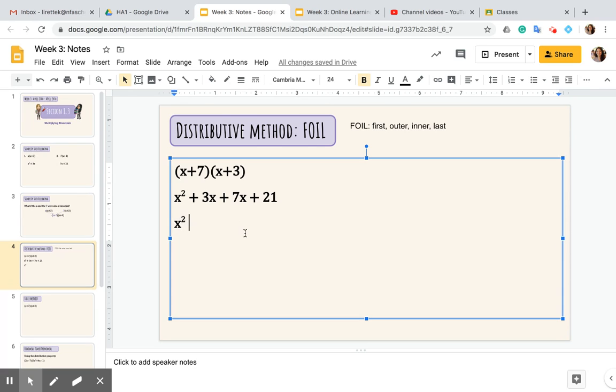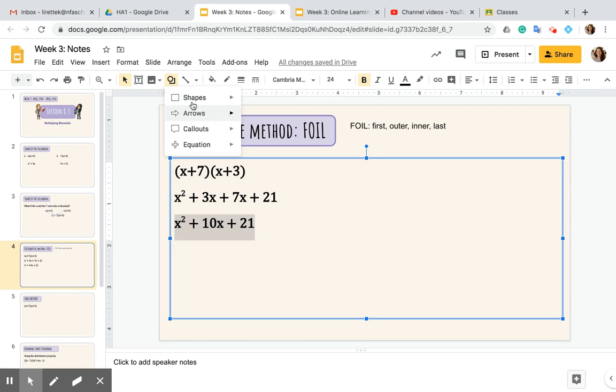And the 3x plus 7x, I can combine those to give me 10x. And then the plus 21 just comes down for the ride. X squared does not have a like term. 21 does not have a like term. Here's my final answer. I can't simplify this any further.